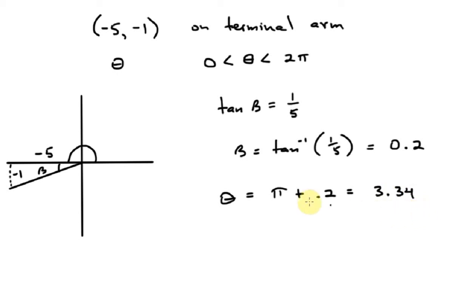And it makes sense, right? Because you want to be slightly beyond pi here. Pi being about 3.14, a little bit beyond that. That's exactly what this is.